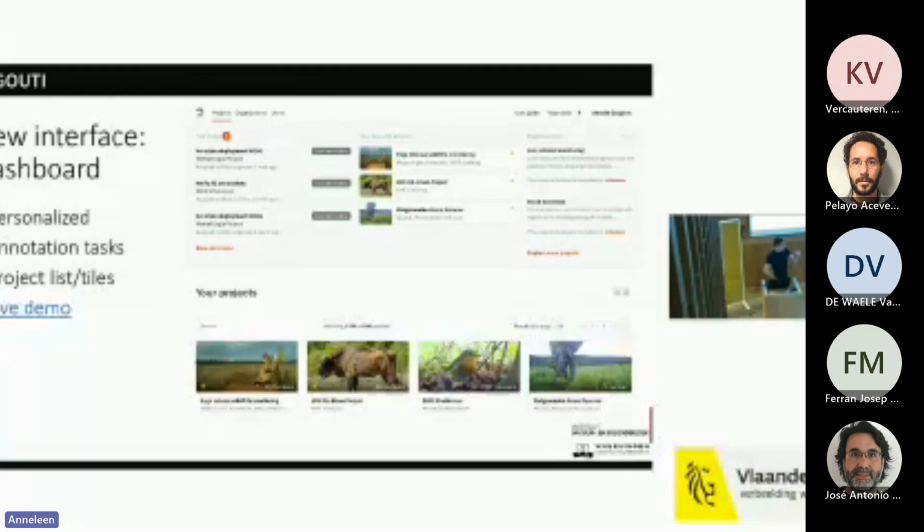So you have a list of tasks, so you can see, I mean, these deployments have been assigned to me to process. I can mark a few favorite projects. So it's not so complicated stuff, but I think it will make the user experience much better, and therefore also make it more attractive for people to use. And then hopefully they will start using something like Agouti, and then eventually share their data.